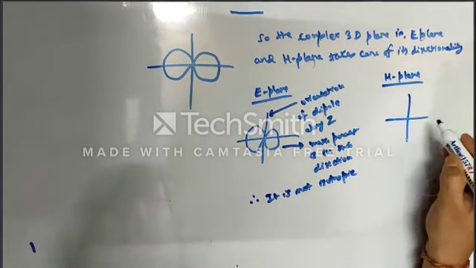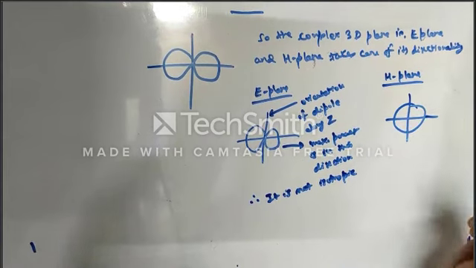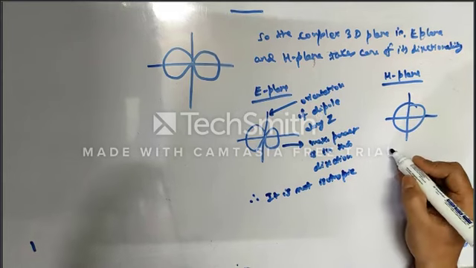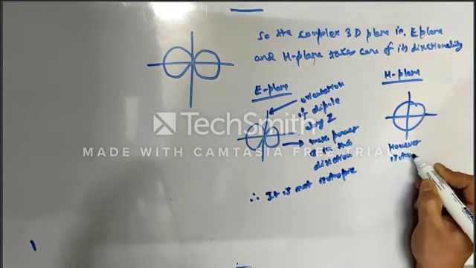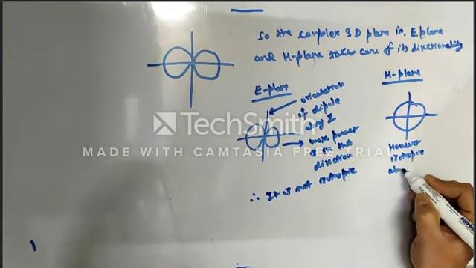If you see the H-plane, it's very evident that the radiation was throughout, so it's actually isotropic along phi.